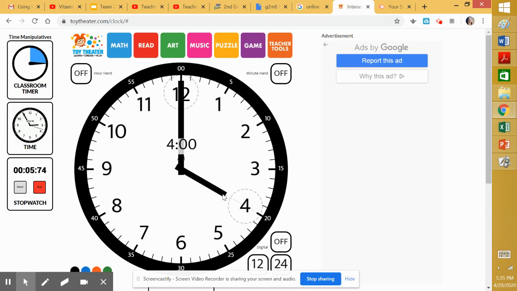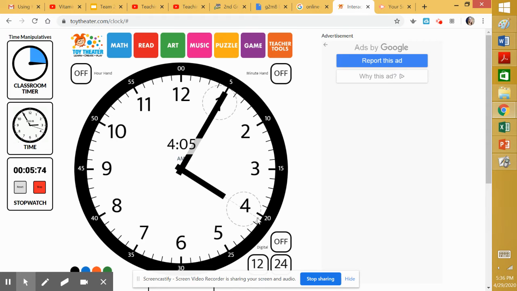The hour hand is the short hand. The minute hand is the long hand. The minute hand is on 12. The hour hand is on 4. So that means it is 4 o'clock. Watch this dotted line on the hour hand as we move the minute hand. If we change time and make it 4:05, look at this dotted line. Is it still on the 4?